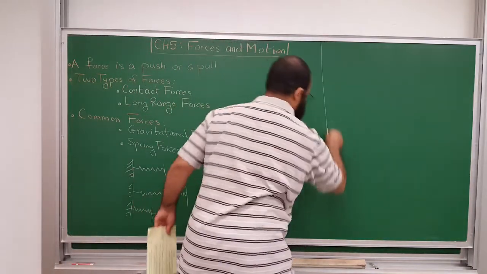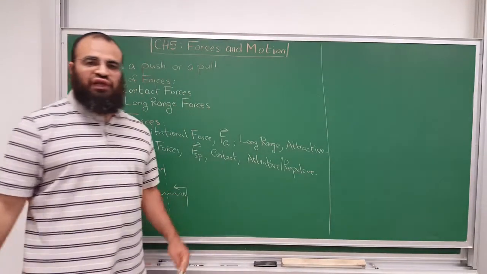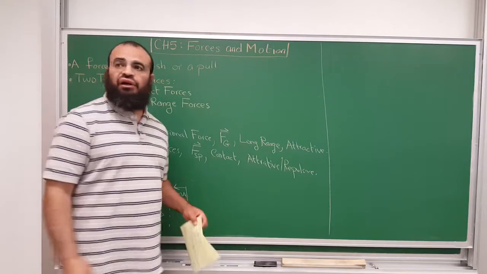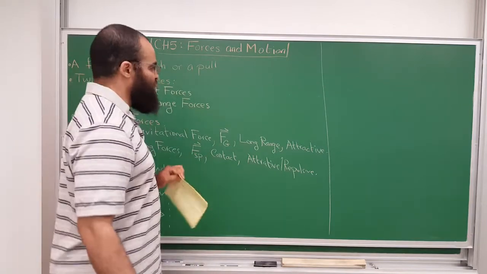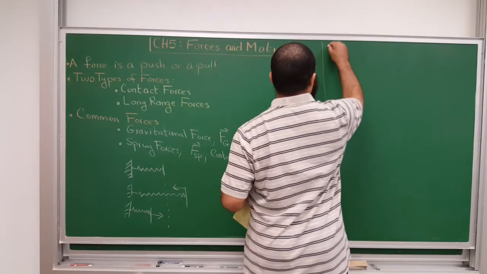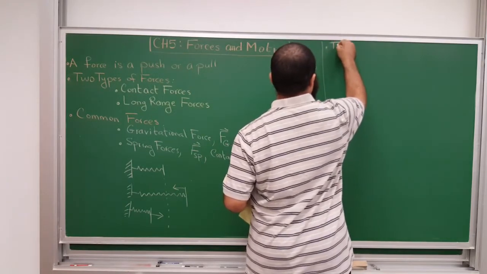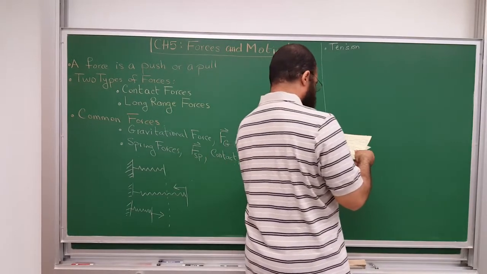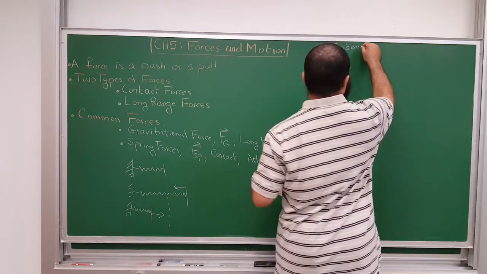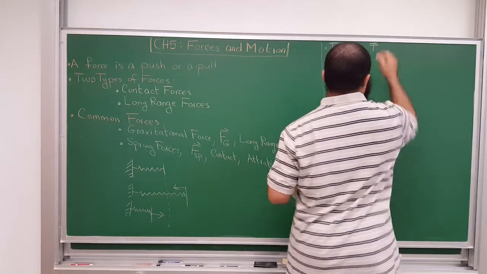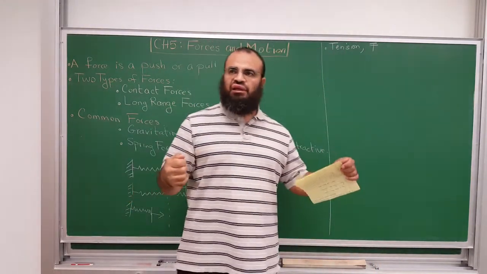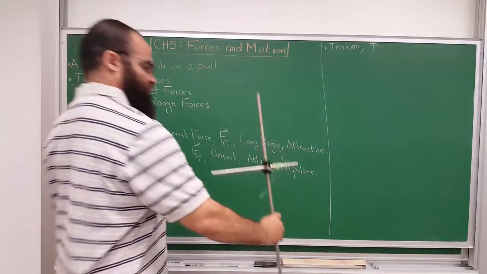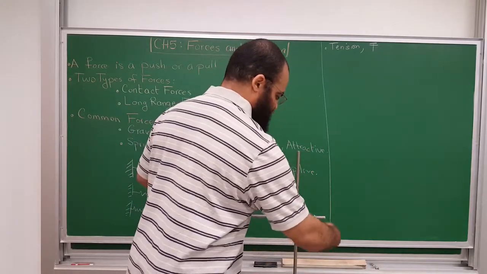What else? You got the force of tension. Tension is when you have a rope or a string. I would show you a rope in a moment, but it's just a string. It's called the tension force, and it has the symbol capital T. The tension force always, if you have a string, let me just get it. Here is a string.